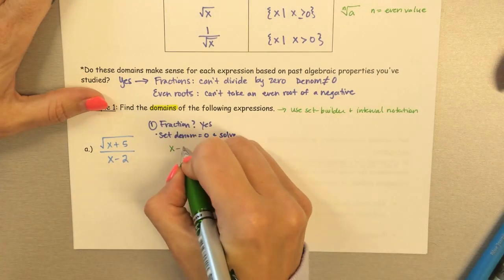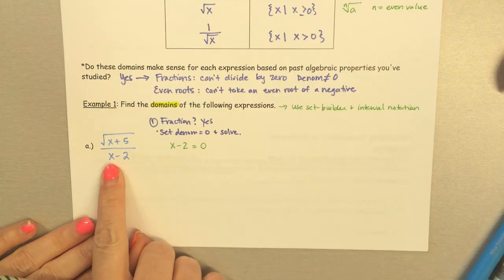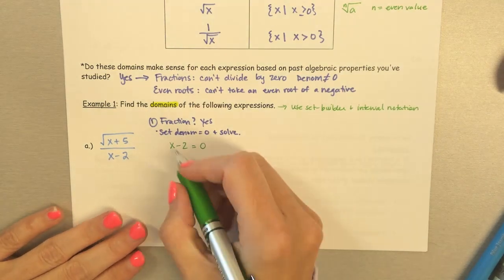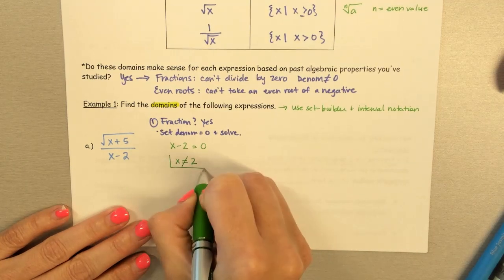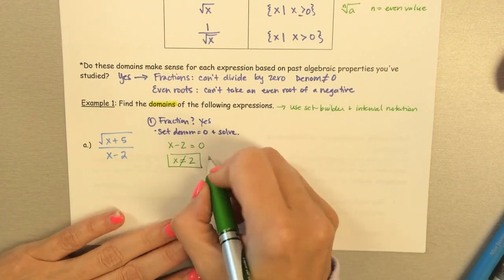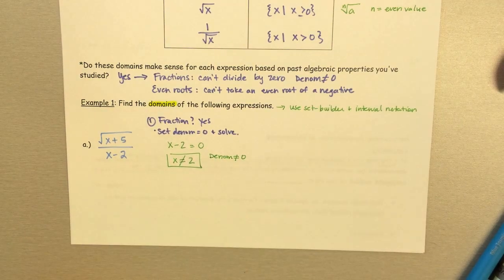So if we have x minus 2 in the denominator, we set that equal to 0, we're of course going to get x equals 2, and then we know it can't equal 2 because the denominator can never be equivalent to 0. So we're going to have to include that in our domain.